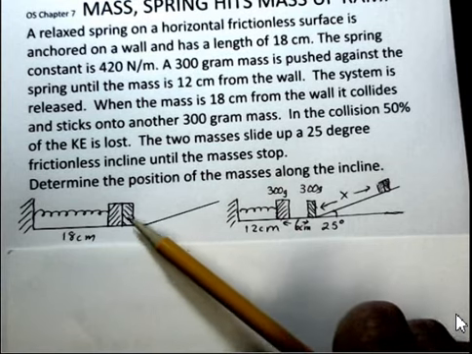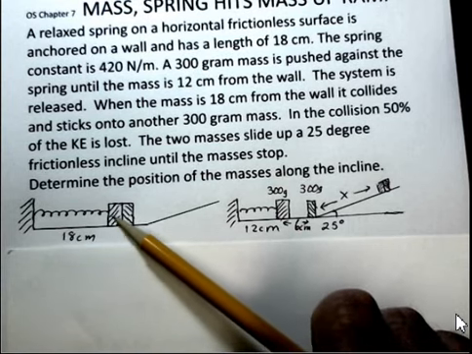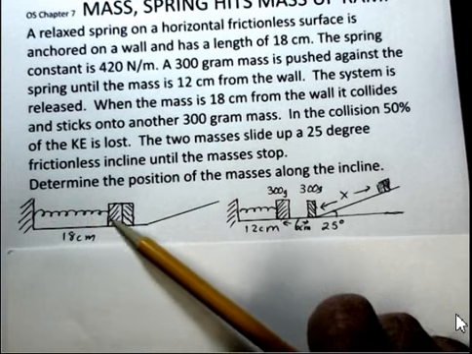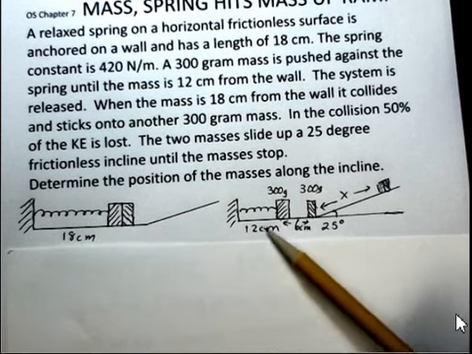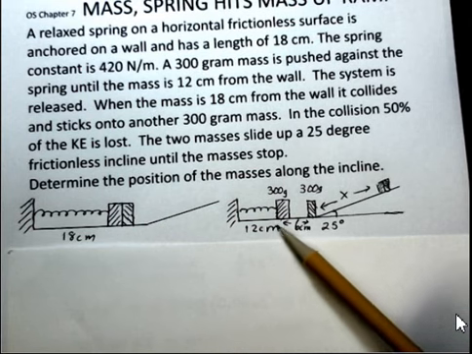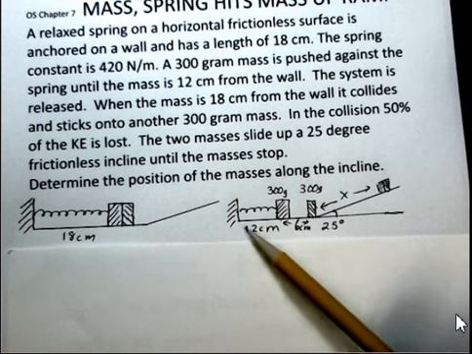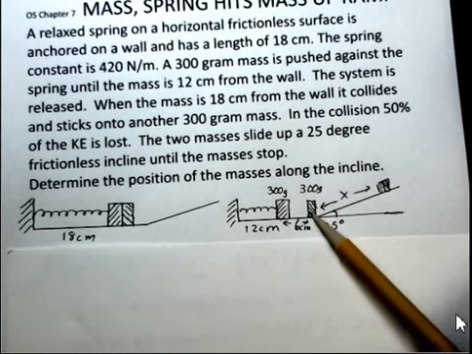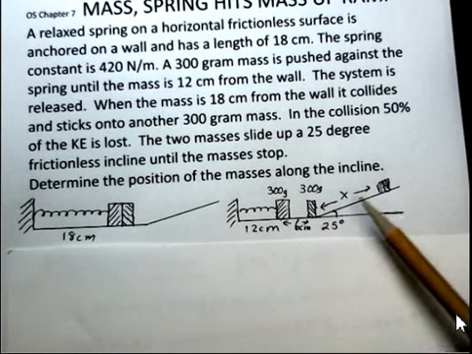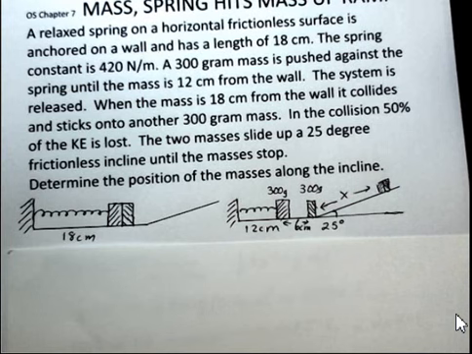Here's our target mass that'll be hit. Here's the mass we're going to push against the spring. 18 centimeters, spring is relaxed at this time. We push to the left 6 centimeters. Spring is compressed. Then it's going to come back here, collide here. These two stick together and travel up this ramp at an incline of 25 degrees.